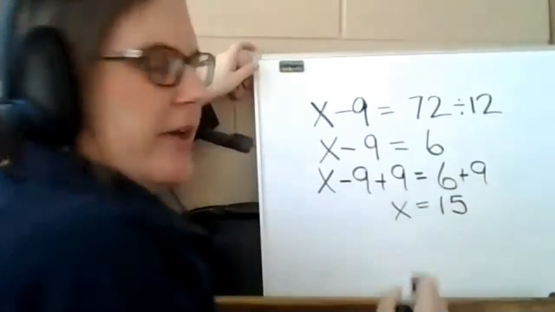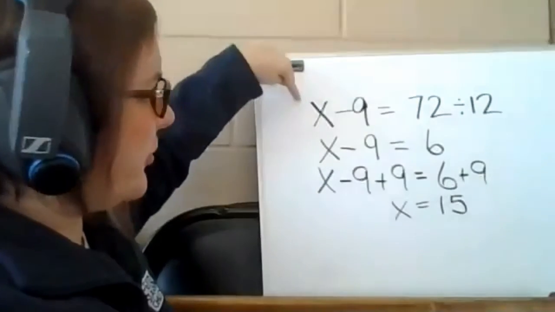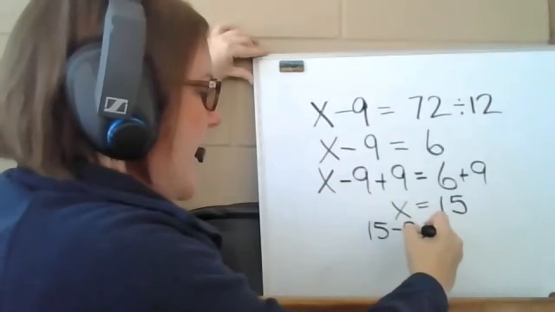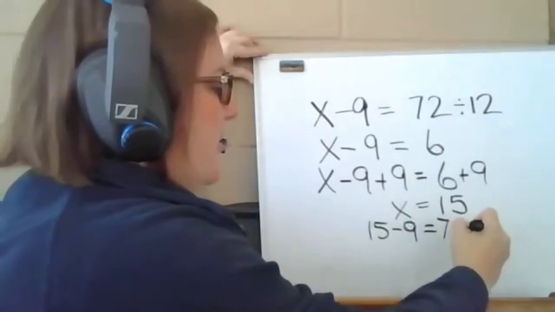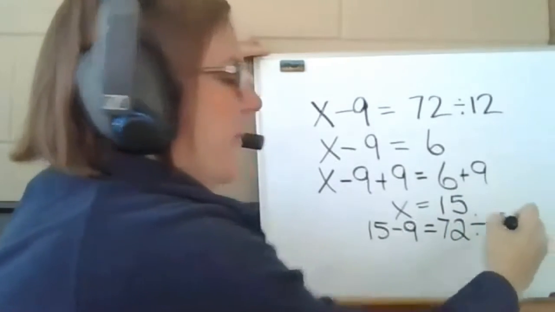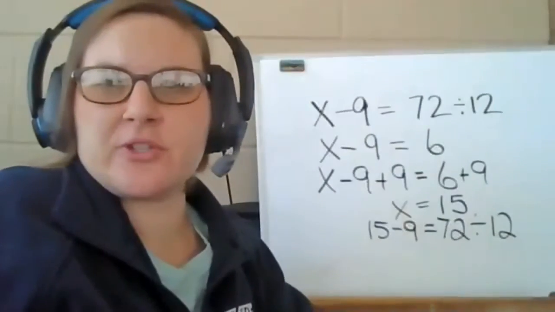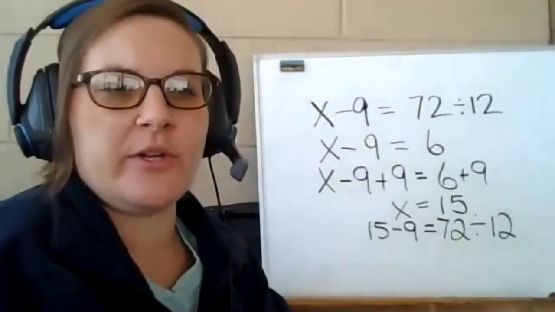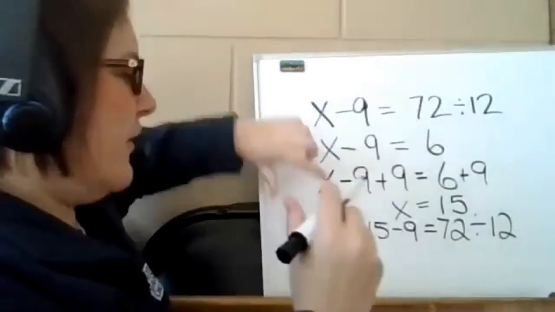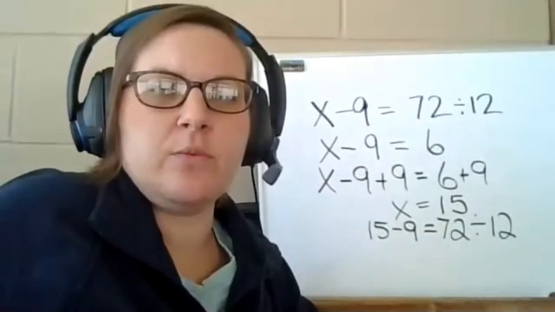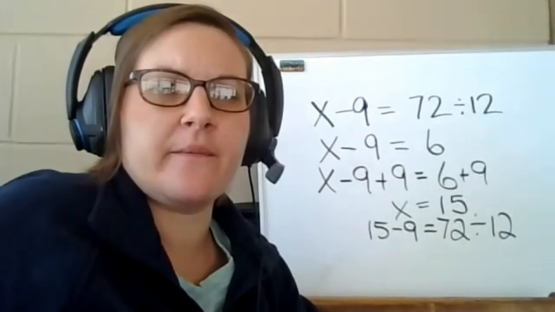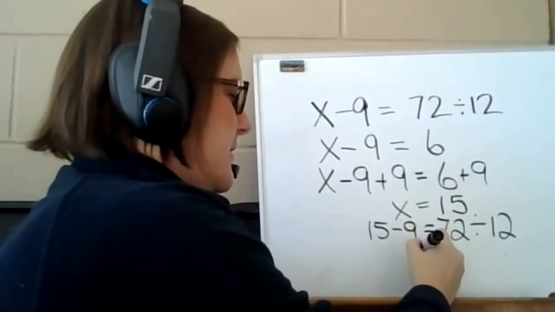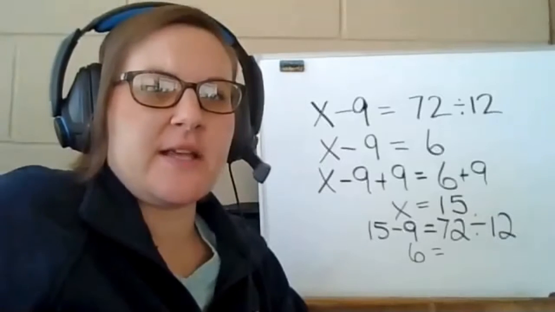Okay, so now we're going to put our 15 back into where x was. So we're going to do 15 minus 9 equals 72 divided by 12. And we're going to see if this is really true, if this problem is equal on both sides. And if it is, then we did it correctly. Okay, so 15 minus 9 is what? Gianna? 6.